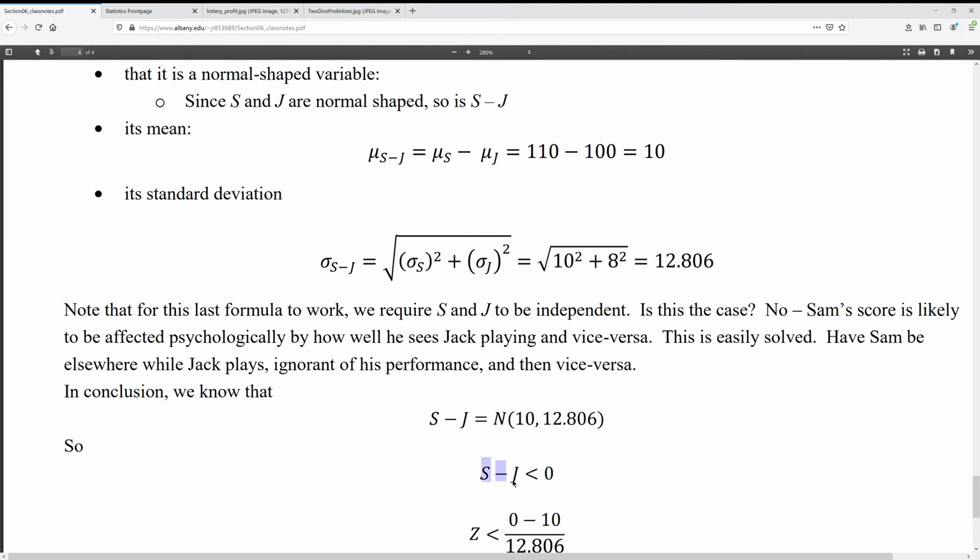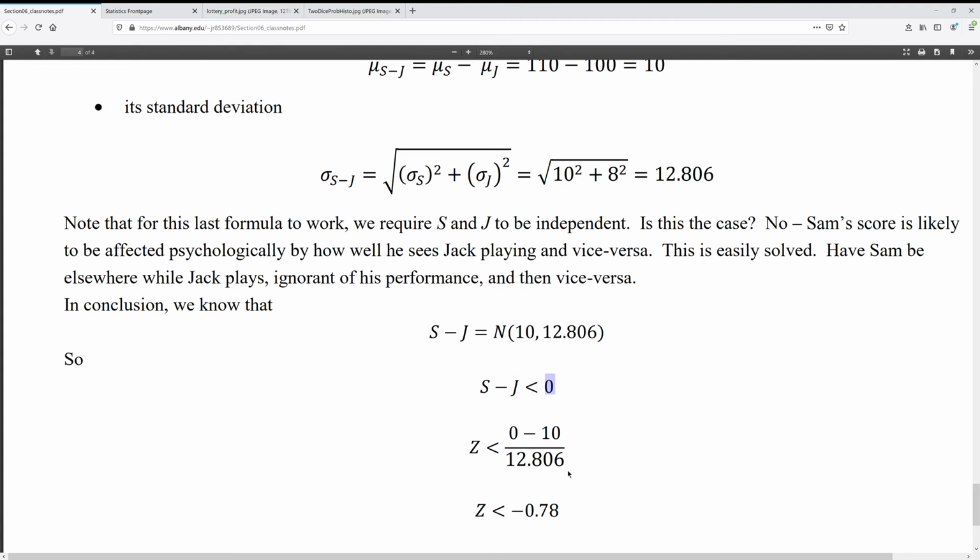So S minus J is less than 0. S minus J, because of what's directly above, we've quantified its rules of randomness. Bell-shaped, mean, standard deviation. Therefore, it can be compared to this number. Again, the fact that this number is 0, don't let it confuse you. We'll subtract the mean, divide by the standard deviation, and that'll turn it into Z. And we get negative 10 divided by, well, answer key, right? 10 squared plus 8 squared is the square root of 164, and the square root of 164 is on my calculator screen.